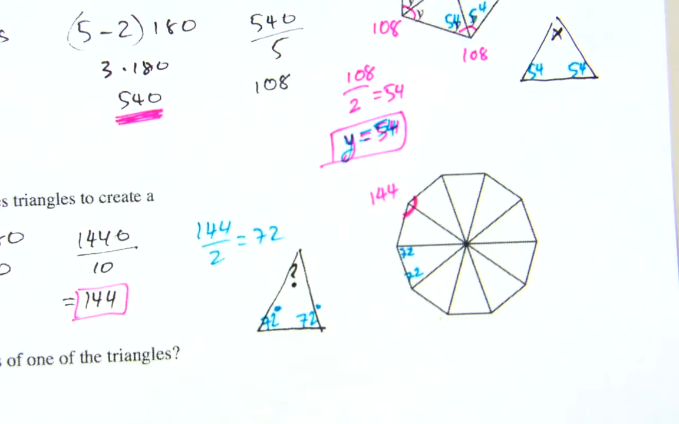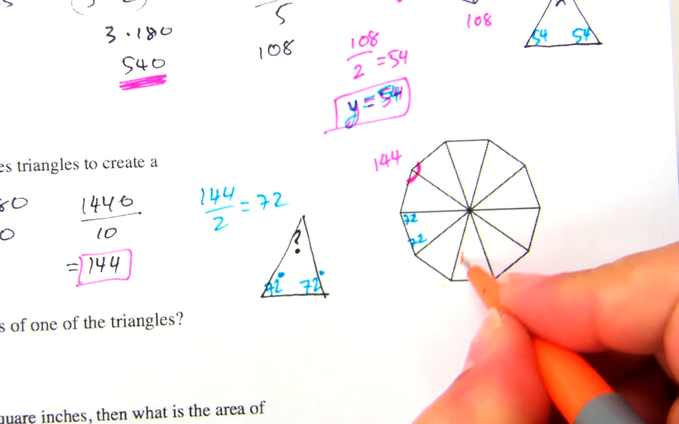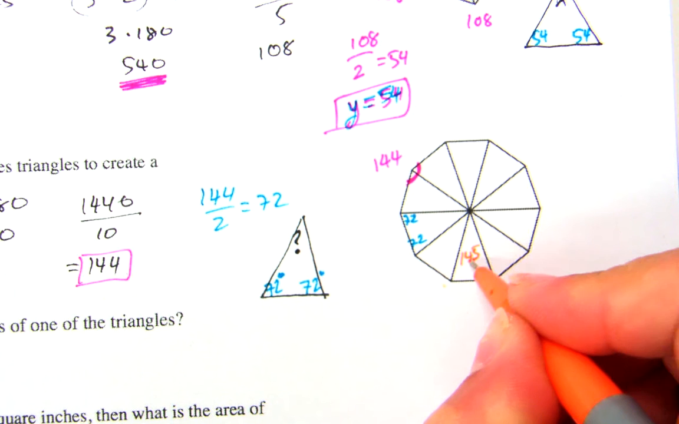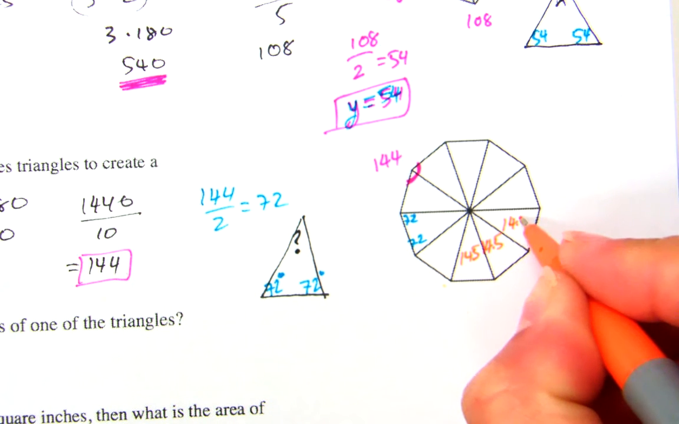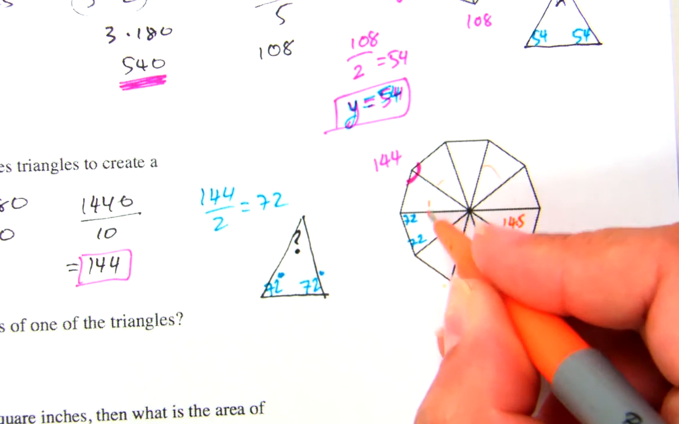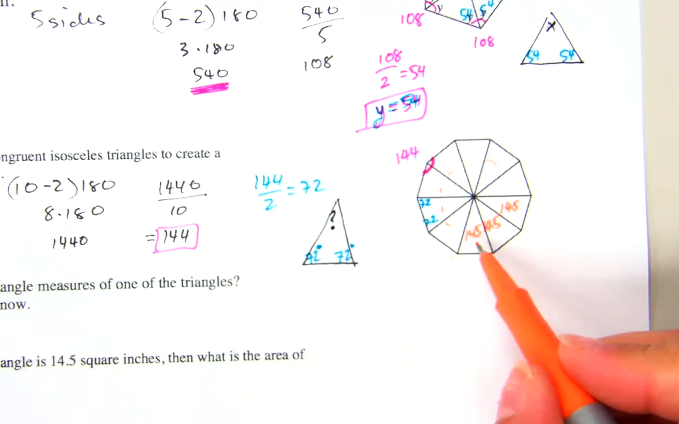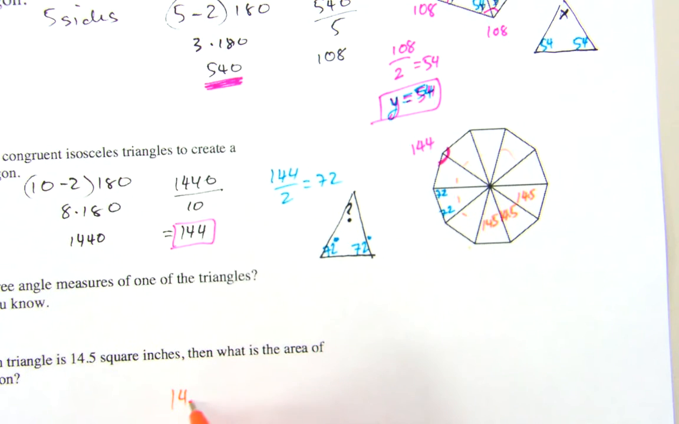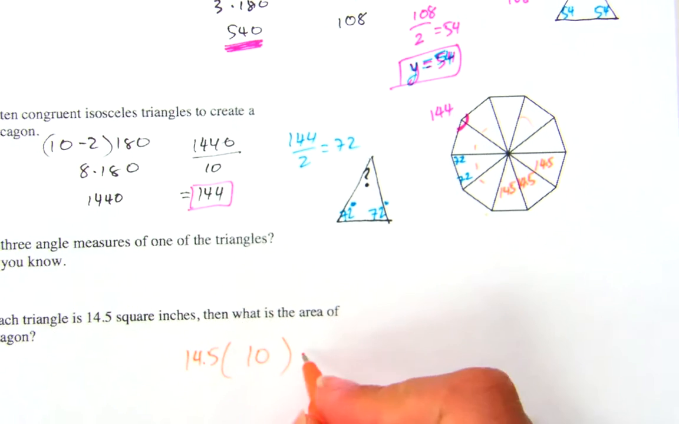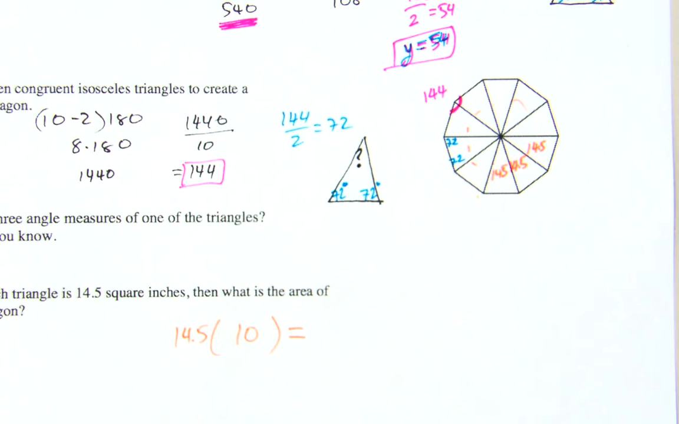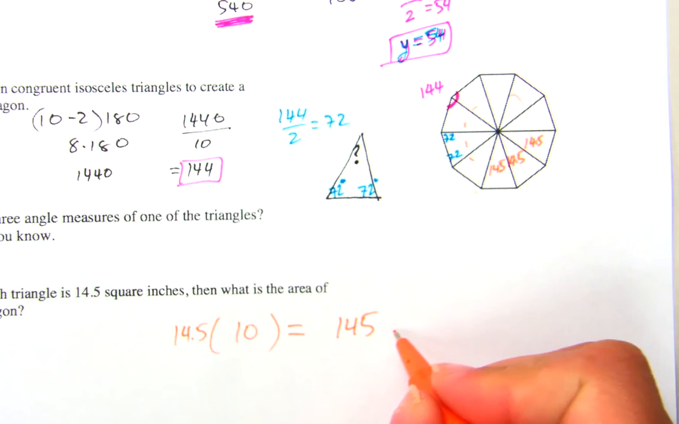So each triangle has an area of 14.5. So this is an area of 14.5, this is an area of 14.5. And essentially you have like 1, 2, 3, 4, 5, 10 of them, right? Well, if the whole area of one of them is 14.5, and you technically have 10 of them, then 10 times 14.5 should give you 145 inches squared.